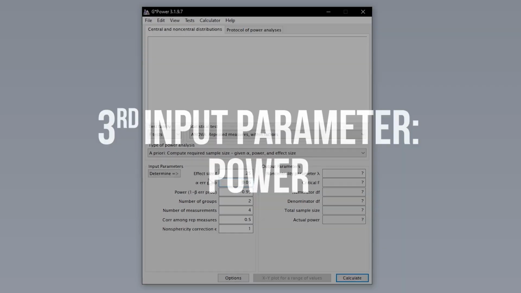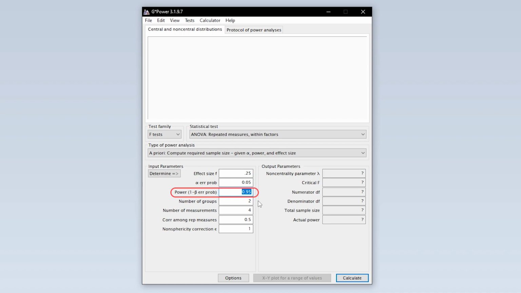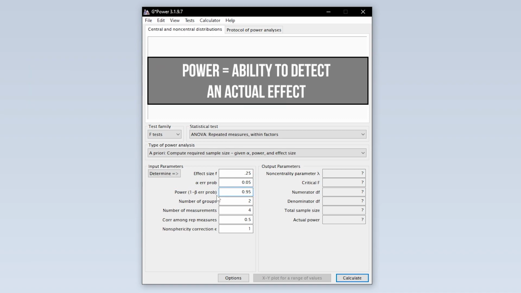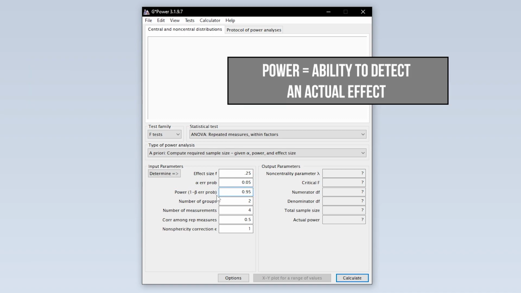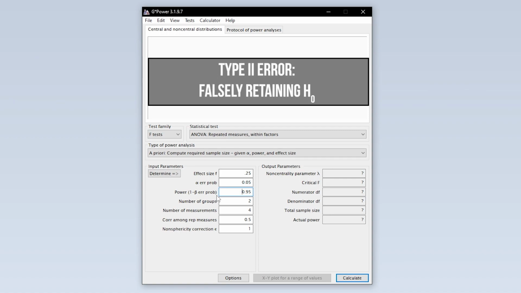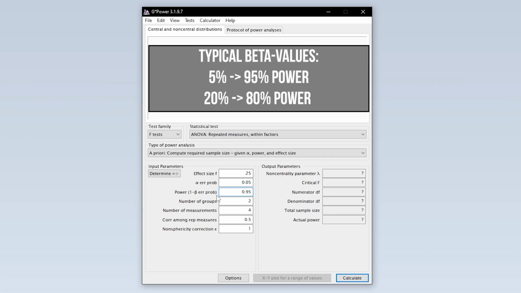The third input parameter is power. Power equals 1 minus the beta error probability. Beta error is the type 2 error. In short, this means falsely retaining the null hypothesis. 95% power is typical, meaning you have up to 5% type 2 error probability.